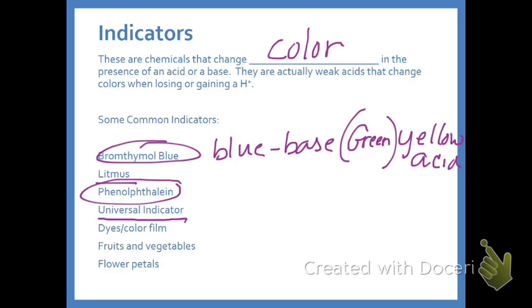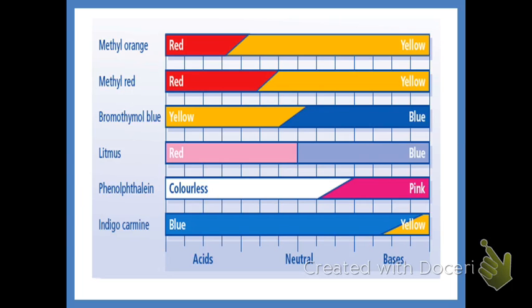Phenolphthalein is a very popular one. It's actually colorless in the presence of an acid, and it turns a really pretty pink in the presence of a base. And then you even have things like fruits and vegetables, flower petals, dyes, and color film. There's all kinds of indicators out there. There's red cabbage that you can use as an indicator. In nature, there's also things that change colors based on their soil pH. These are just some common ones.